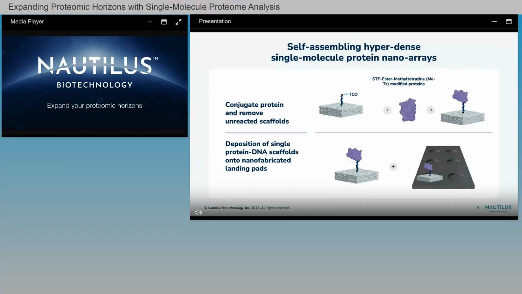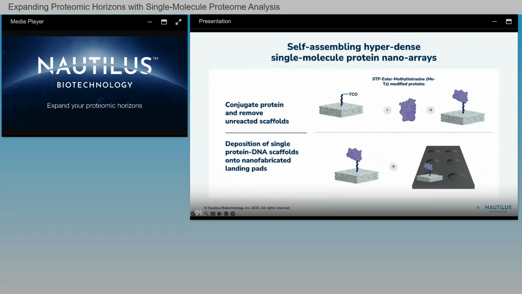This is upside down of how many traditional approaches work, where they will instead have bulk affinity reagents immobilized on a surface. We are taking every molecule from the sample and immobilizing it on the surface.